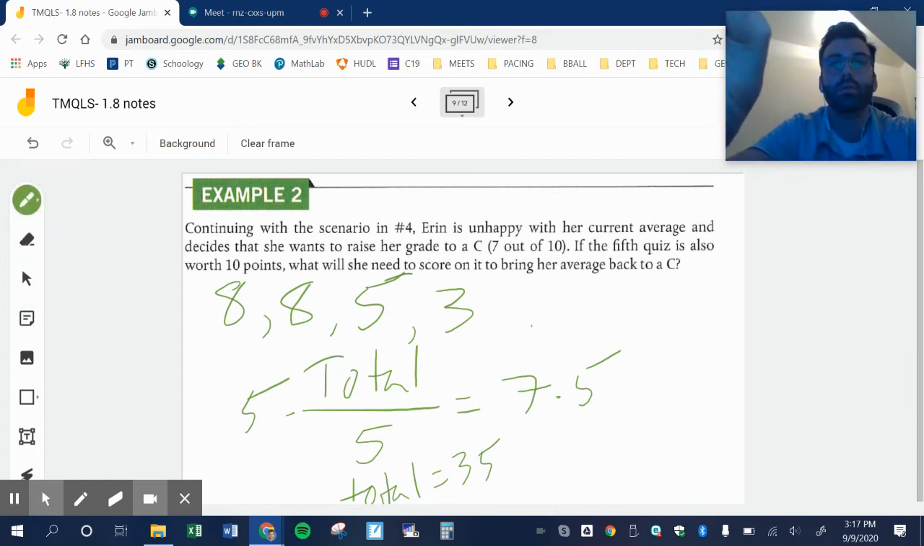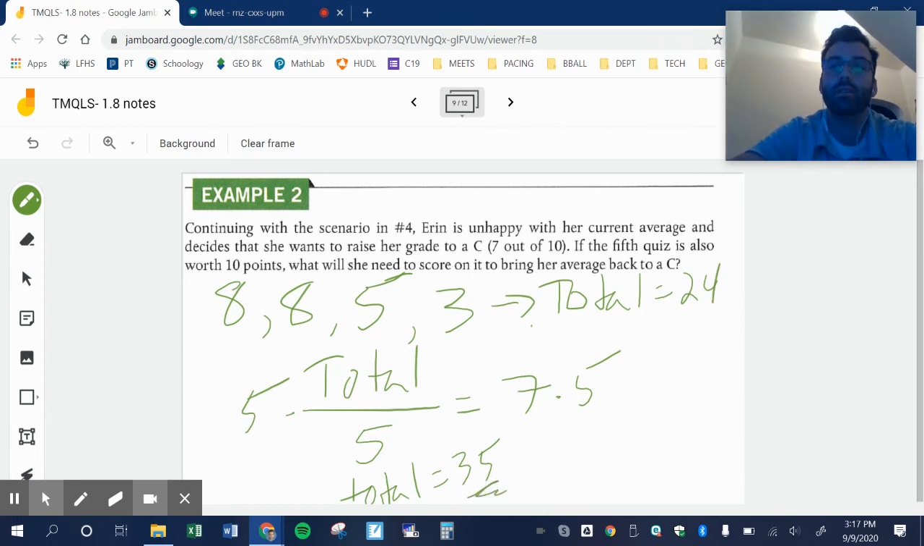So right now, my total is 24, and I need 25. So what score will she need? She needs an 11.